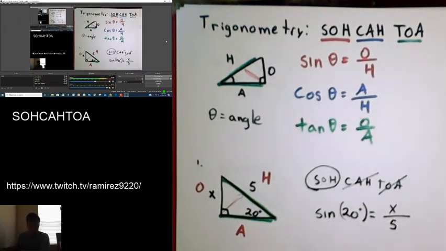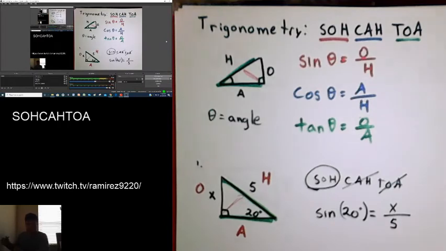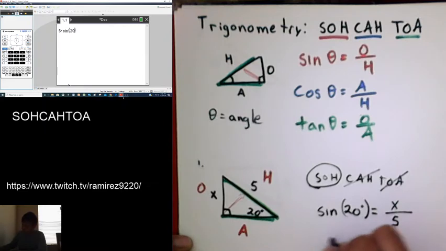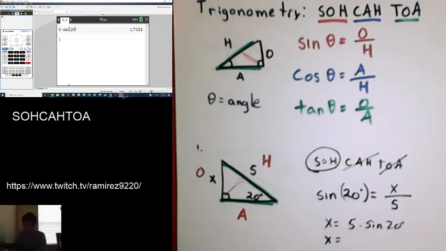And then it's just algebra at this point. If I want to leave X by itself, I would multiply both sides by 5. In the calculator, I would just have to put 5 times the sine of 20. Again, multiply both sides by 5, you find out that X is equal to 5 times the sine of 20, which is 1.7. And that's it.